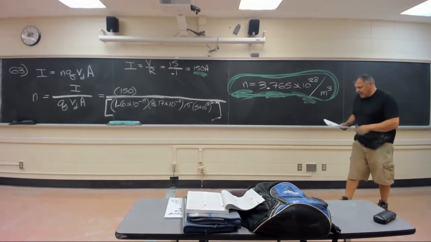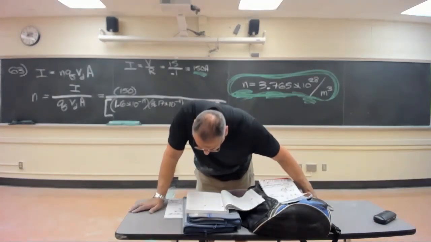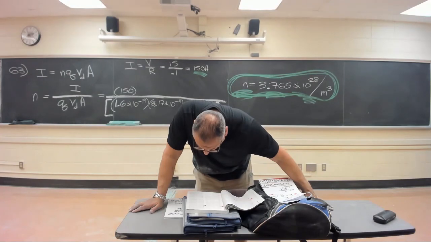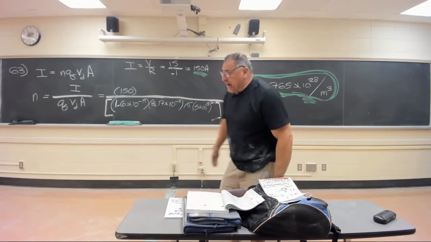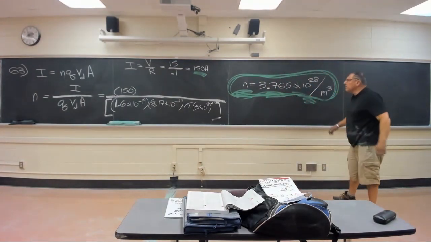Yeah, that's how many electrons. The way they asked it, they're assuming they're all just electrons by themselves. On the basis of these data, calculate the density of free electrons in the wire. Here they are. These are the free electrons in the wire per cubic meter.